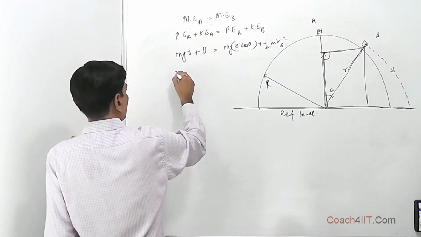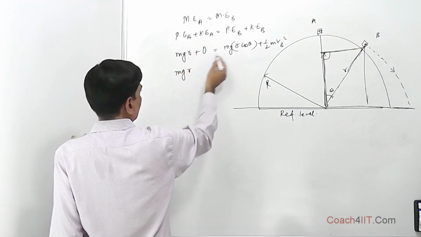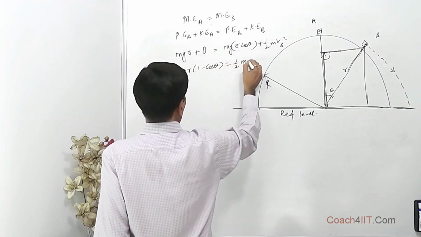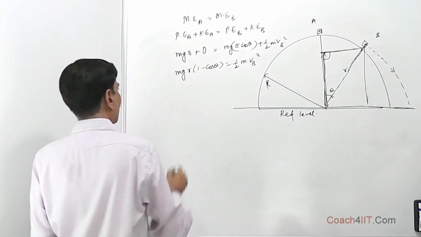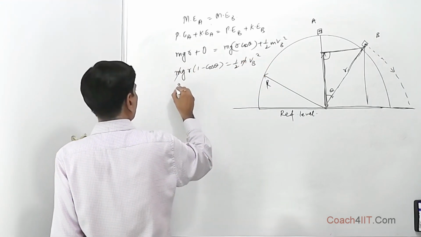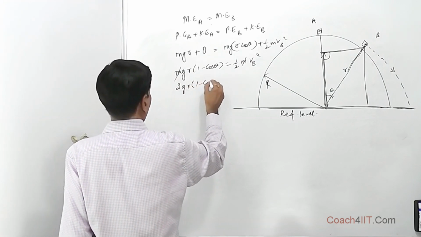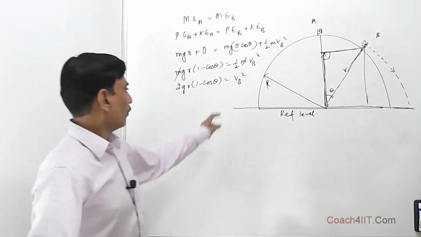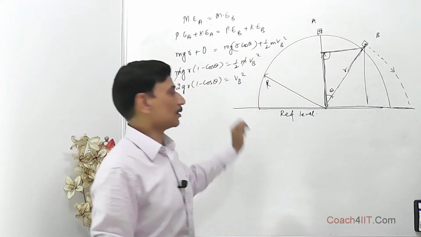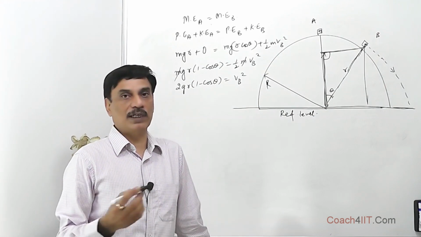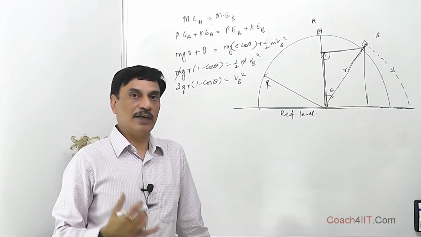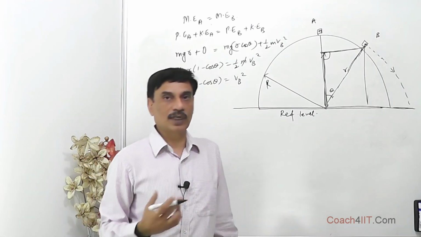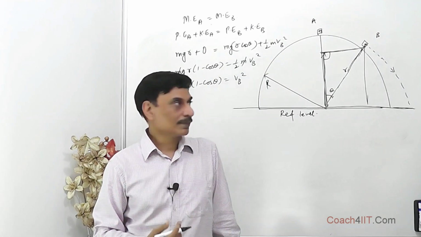This goes over here, so mgr (1 minus cos theta) is equal to half m vb square. m and m get cancelled, so 2gr (1 minus cos theta) is equal to vb square. Let's keep it as vb square only, because ultimately we have to find the centripetal force, which is mv square upon r. V square will be required, so there is no use first finding the square root and then squaring it again.